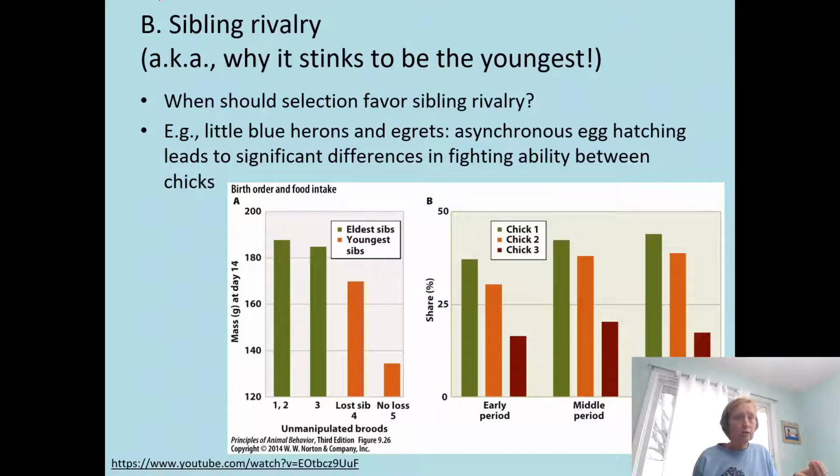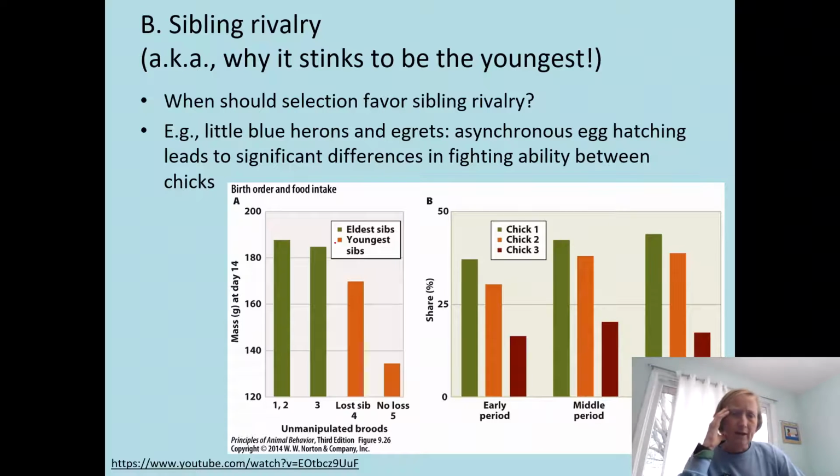The oldest offspring clearly have an advantage, right? They're bigger, they're stronger, they are more experienced, they're going to do better in times of limited resources. This benefits both parents and the oldest sibling. Because when resources are limited, parents may not be able to support 2 or 3 or 4 offspring. They may only be able to successfully raise one. By using asynchronous hatching, we know which one is going to survive. And when there are limited resources, then we would predict strong sibling rivalry, for sure.